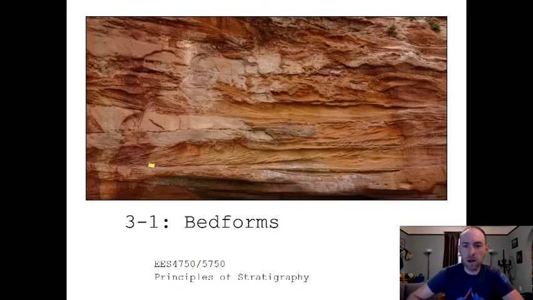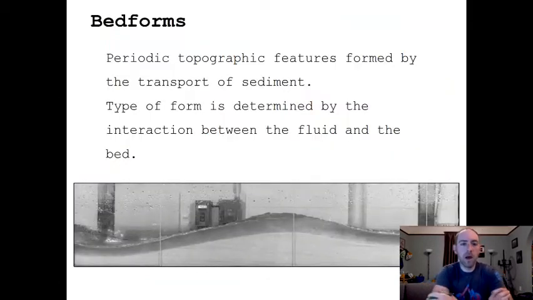So to get us started off, bedforms is the term that is used to encompass all manner of periodic topographic features that are formed by the transportation of sediment. Okay, so things like ripples and dunes and so forth.